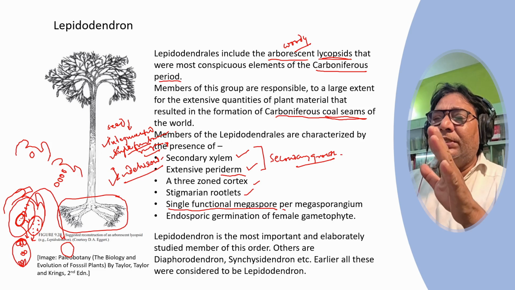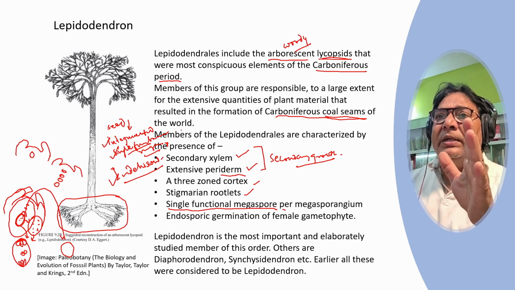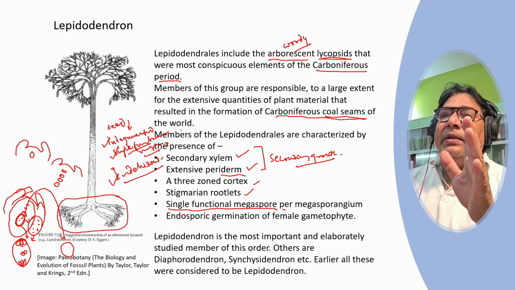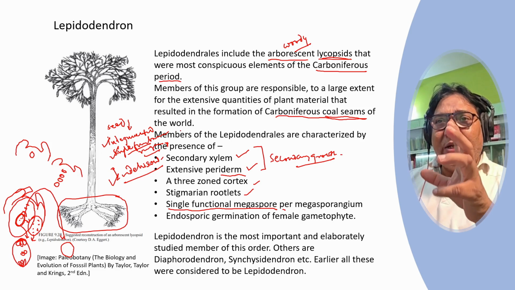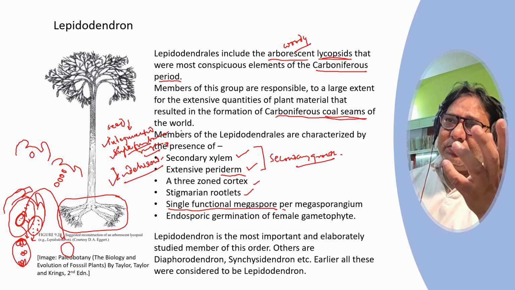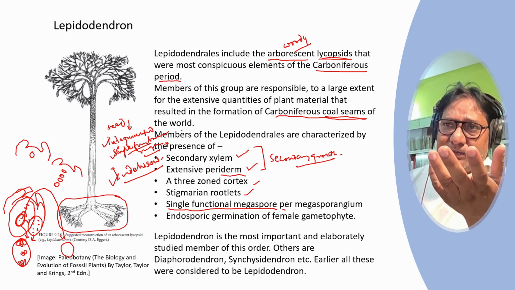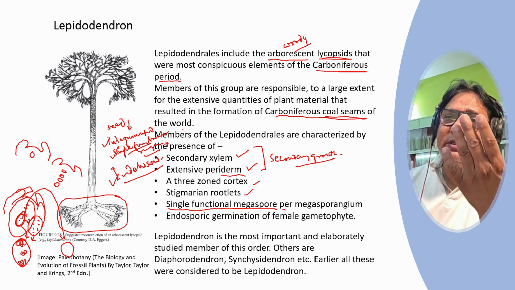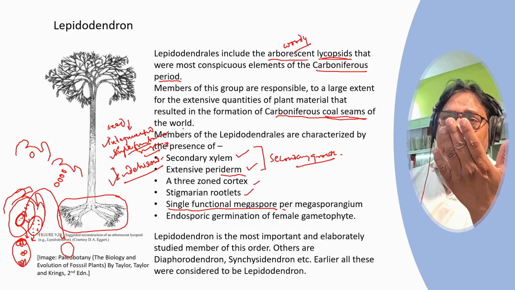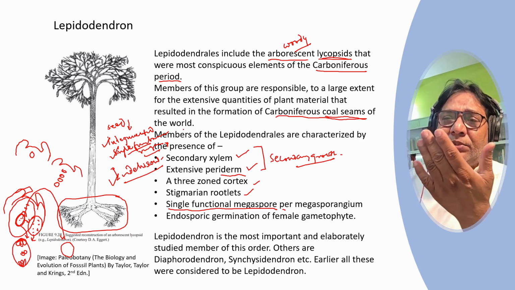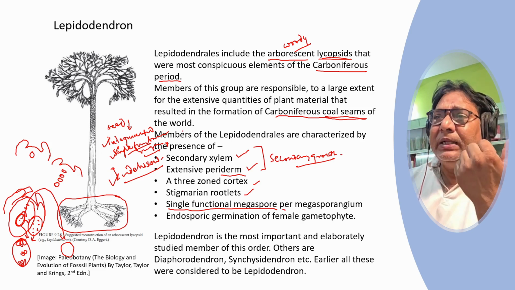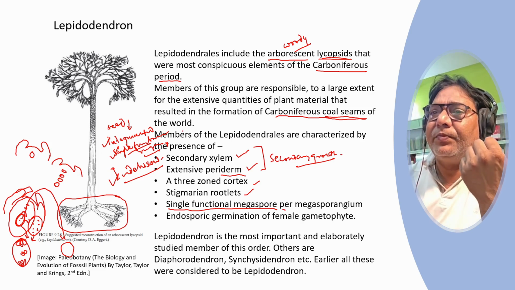Either ovule or seed. In paleobotany, it is difficult to say whether this ovule has been fertilized or not, because you are seeing a fossil. By seeing a fossil, you cannot say the ovule has been fertilized or not. So ovule and seed, these two terms, are interchangeable in paleobotany.